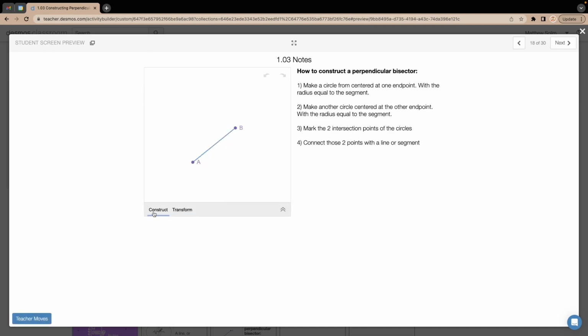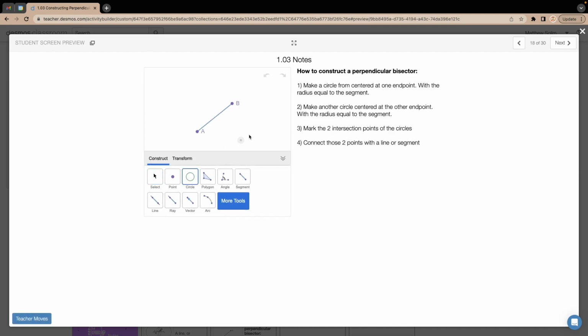So how we construct a perpendicular bisector is we just need two circles. Make a circle from one endpoint and go to the other one. So circle centered at A to B. Then you want to go from B to A. Because A to this point, that's the radius of circle A. And then since circle B is the same size, B to that point is the same distance. So this point's the same distance away from A and B, so is this point. So if we connect them, we'll go right down the middle.